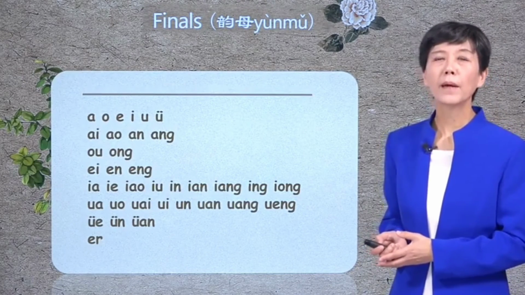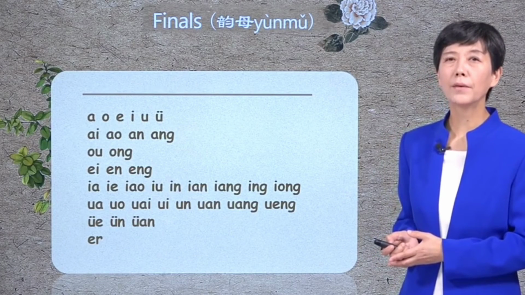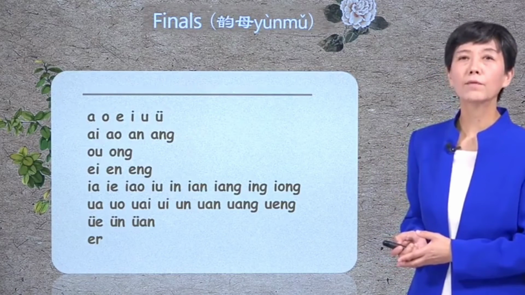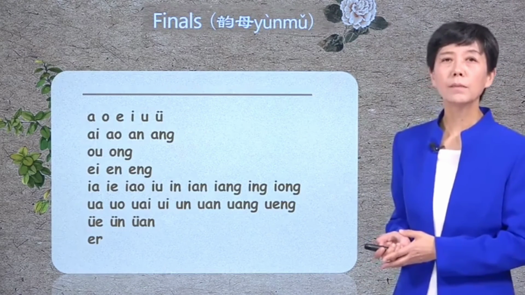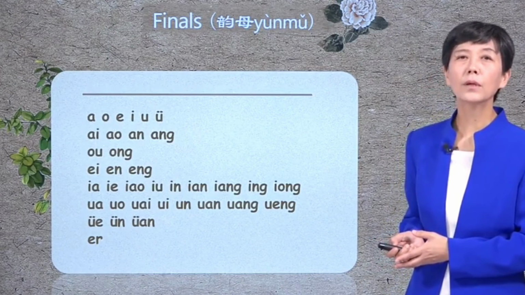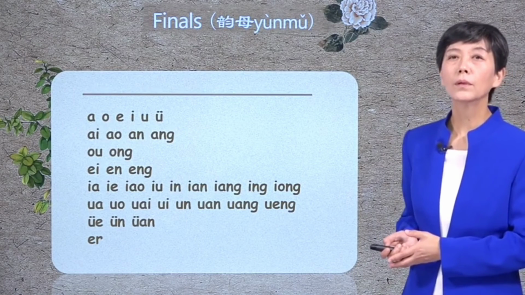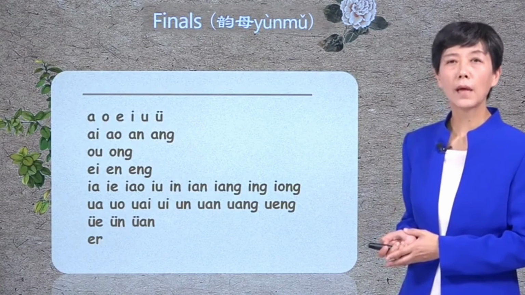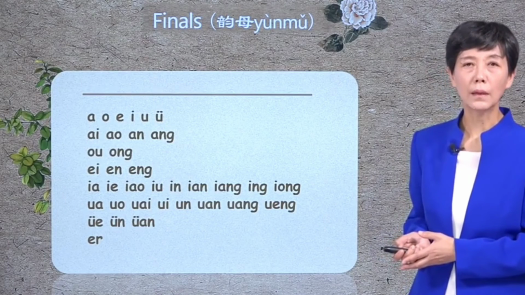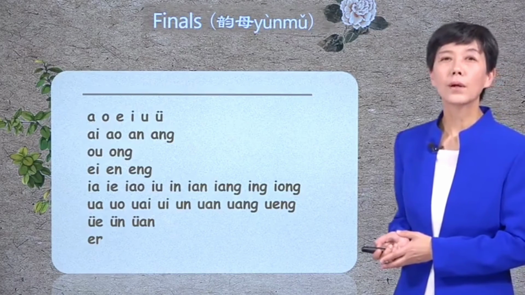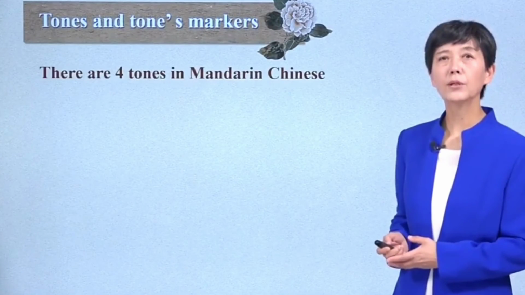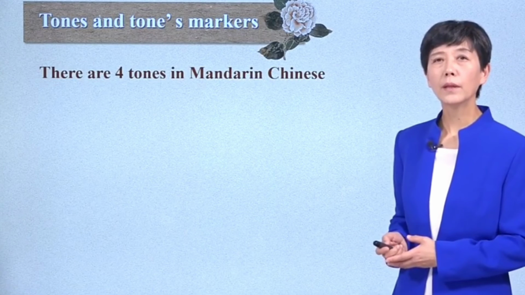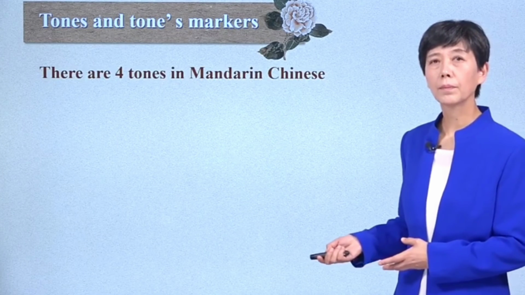When we combine initials and finals together, we can get about 400 syllables. Actually, simply using a combination of initial and final to represent Chinese characters is not enough because there are different tones in Mandarin Chinese. There are 4 tones in Mandarin Chinese. We will write the 4 tones this way.